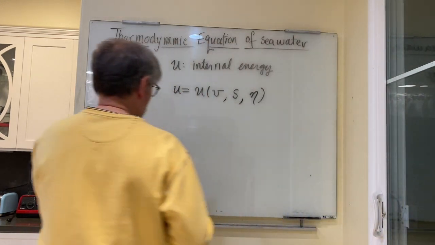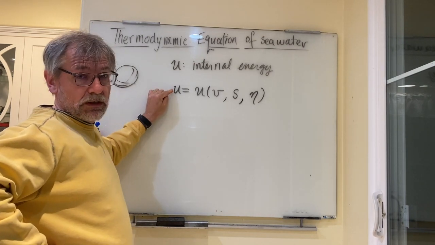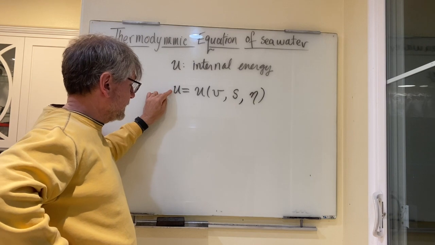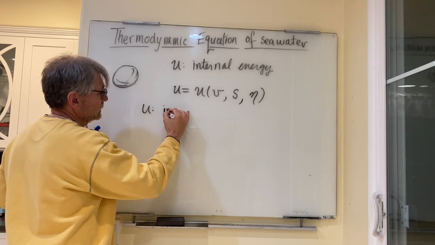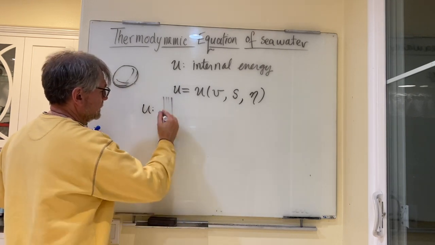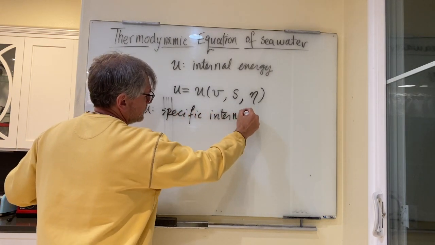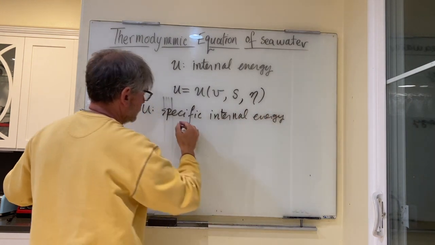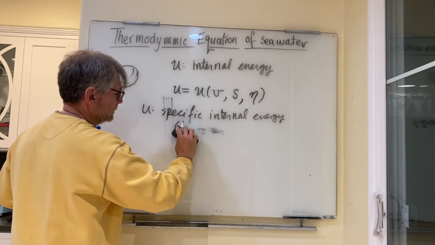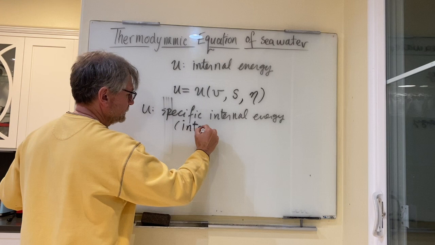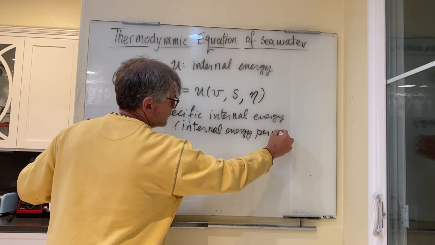All right, so let's write these down. And what we're going to do for fluid mechanics, we're going to think about this internal energy per unit mass. So it'll be the specific internal energy. So U is the internal energy, or called the specific internal energy. In other words, the energy per unit mass, or internal energy per unit mass.